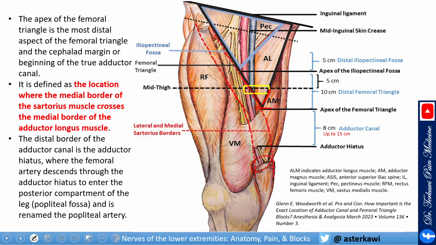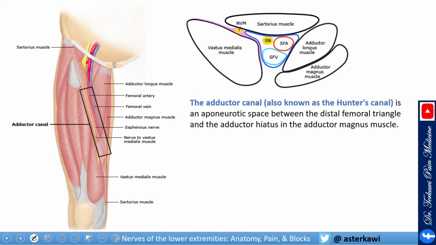you are in the femoral triangle, so you see the vessels medial to the sartorius. If you put it here, you start to see the vessels under the sartorius. If you put it here, you see the vessels going to the lateral end of the sartorius. I will go into more depth when we talk about the adductor canal block.